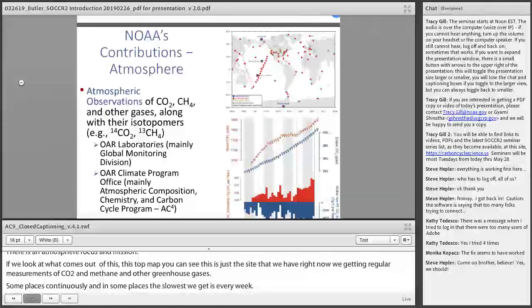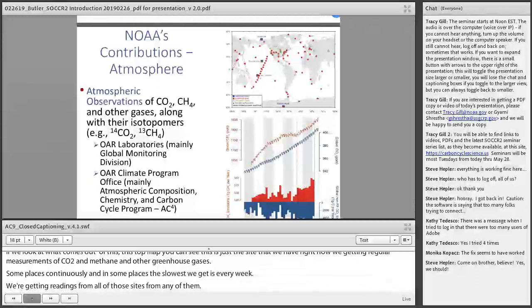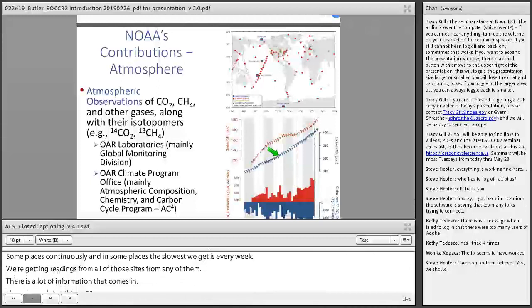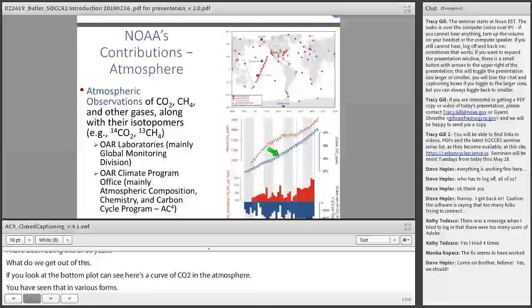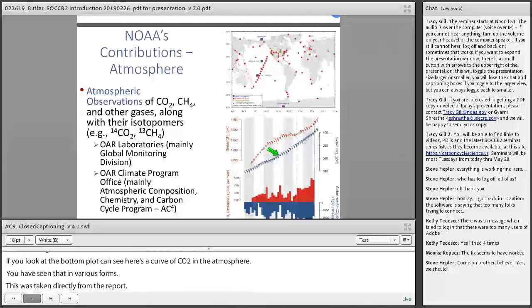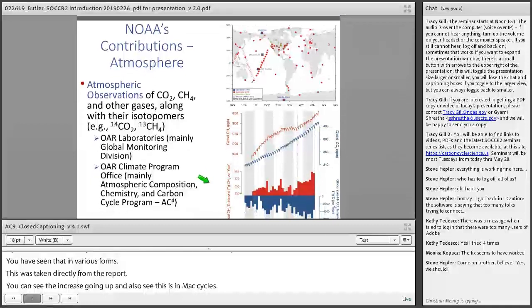What do we get out of this? If you look at the bottom plot, you can see, let me get the arrow up here. Here's a curve of CO2 in the atmosphere. You've seen that in various forms. This was taken directly from the SOCCR2 report. And you can see the increase going up, and you can also see the seasonal cycles. But having a pretty good idea of what the fossil fuel emissions are each year, as Department of Energy compiles that every year, and that's good to within plus or minus 5%. The atmospheric measurements are good within about 0.1%.